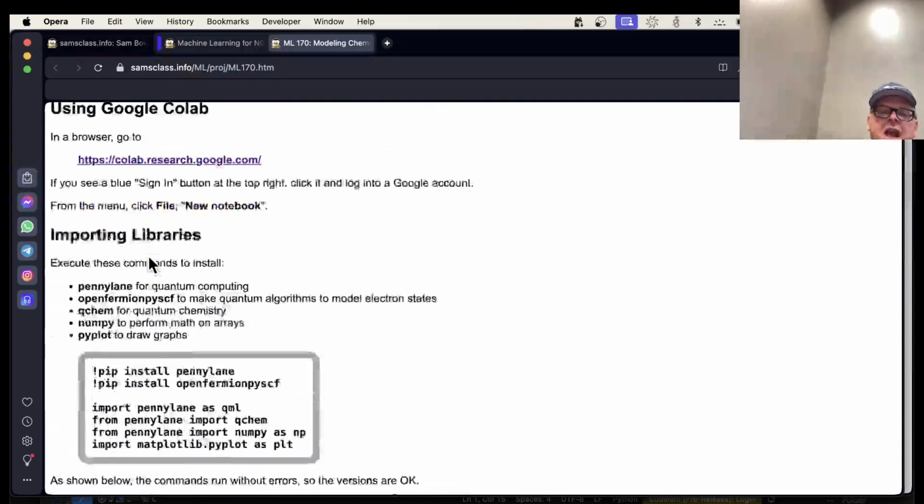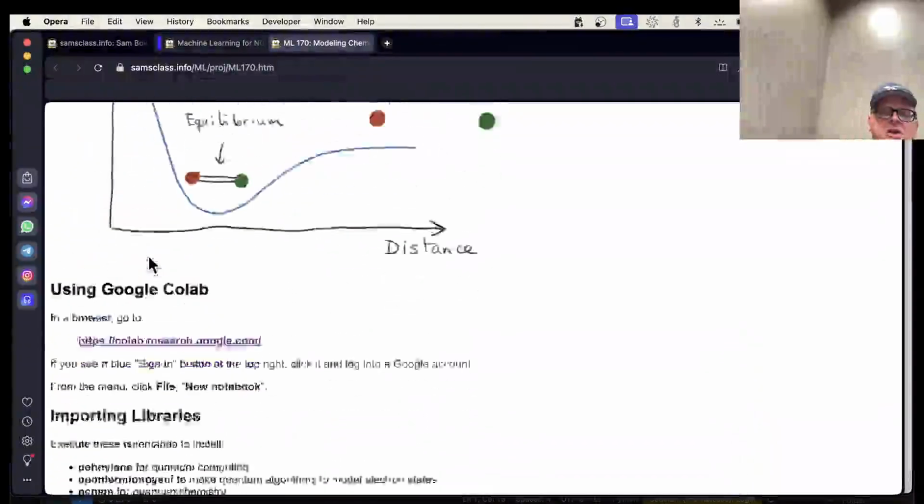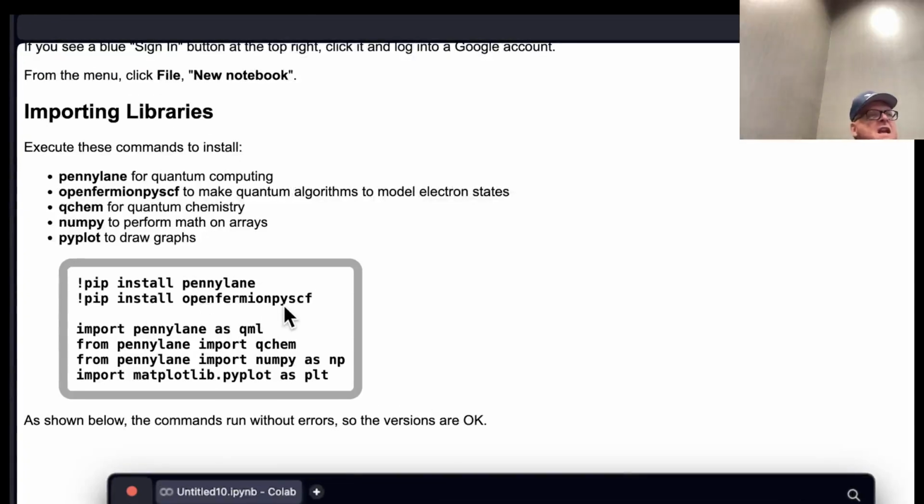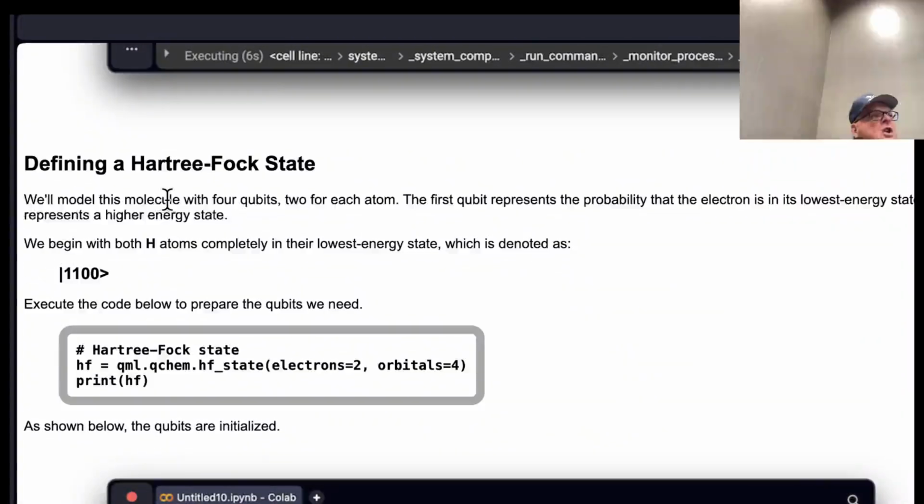And you can predict that energy curve with quantum mechanics and with quantum computing and machine learning together. So you install this thing called PennyLane. PennyLane is the Python library that does this. And so, after you install that, you can define this thing called a Hartree-Fock state.